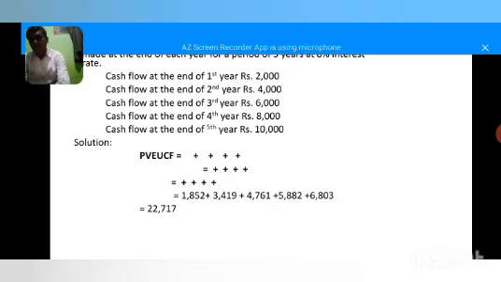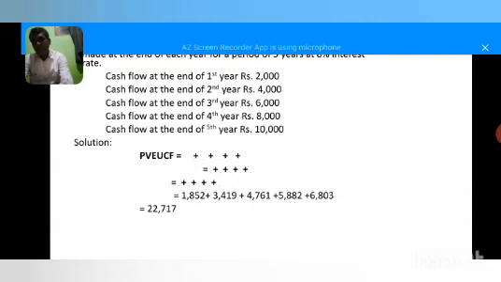2000 divided by 1.08 we get 1852. 4000 divided by 1.17 we get 3419, plus 6000 divided by 1.26 we get 4761, plus 8000 divided by 1.36 we get 5882, plus 10,000 divided by 1.47 we get 6,803.